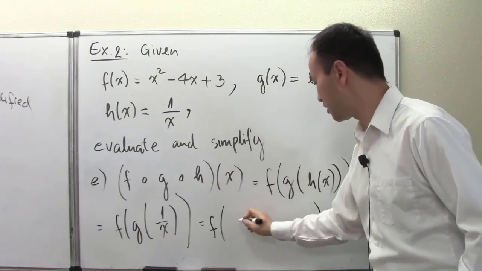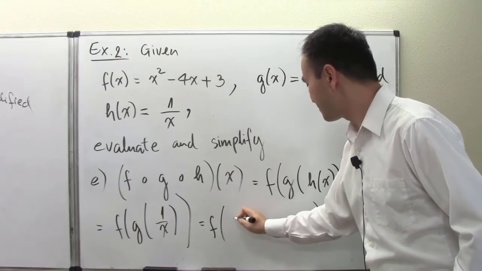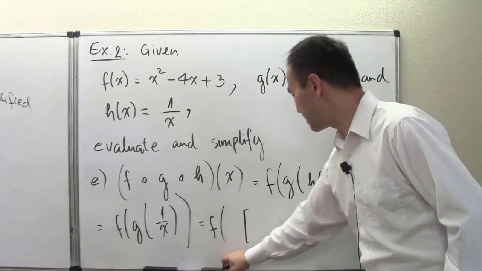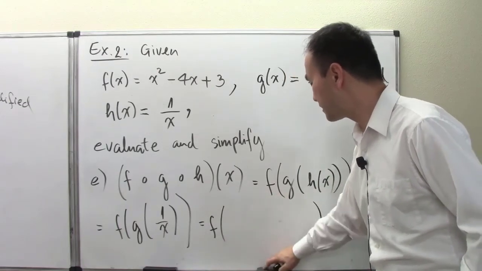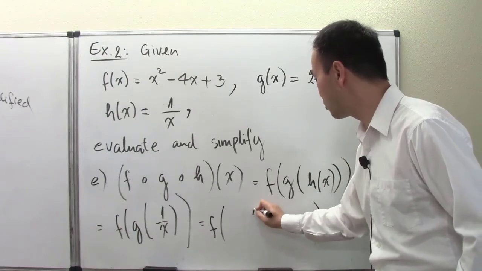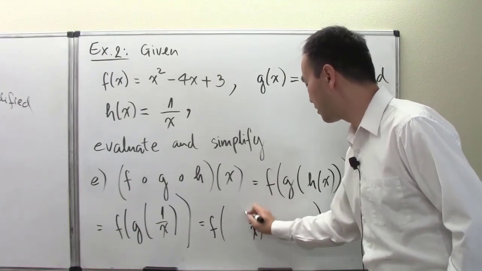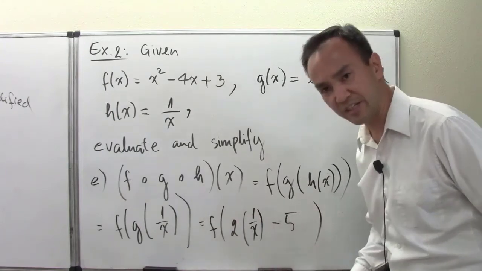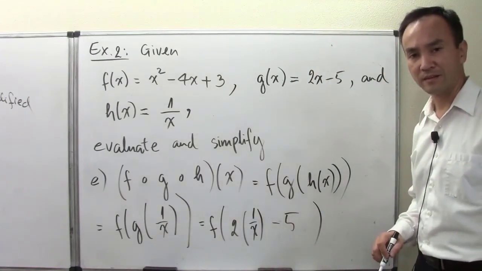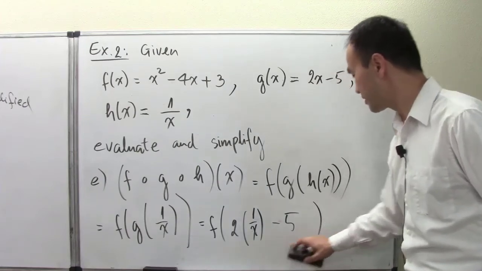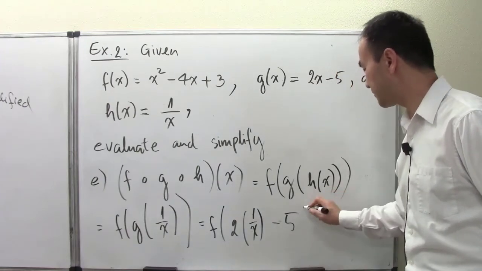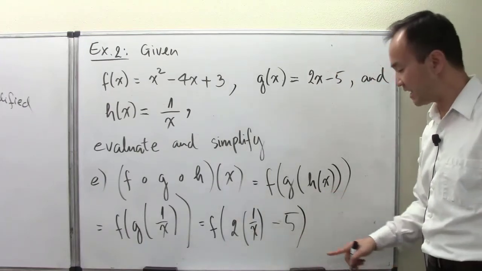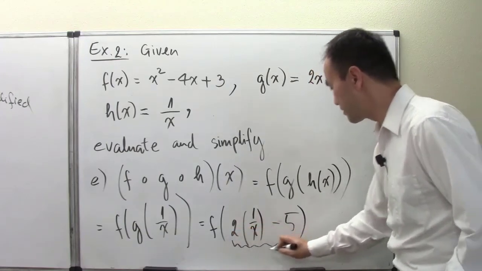The input here currently is 1 over x. So the rule for g says 2 times 1 over x minus 5. That's how I see it. 2 times every input minus 5. And then yes, we're going to start simplifying this.